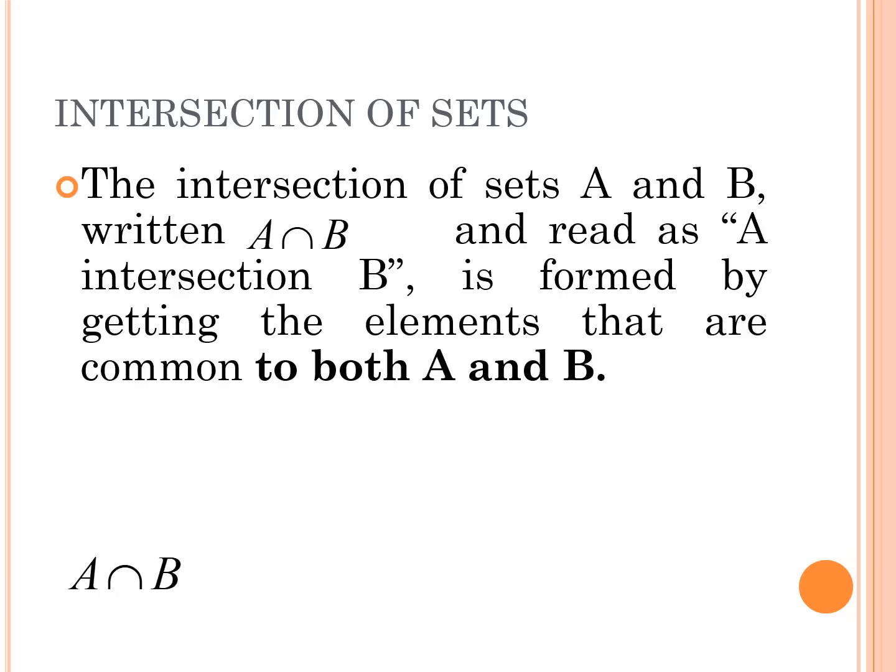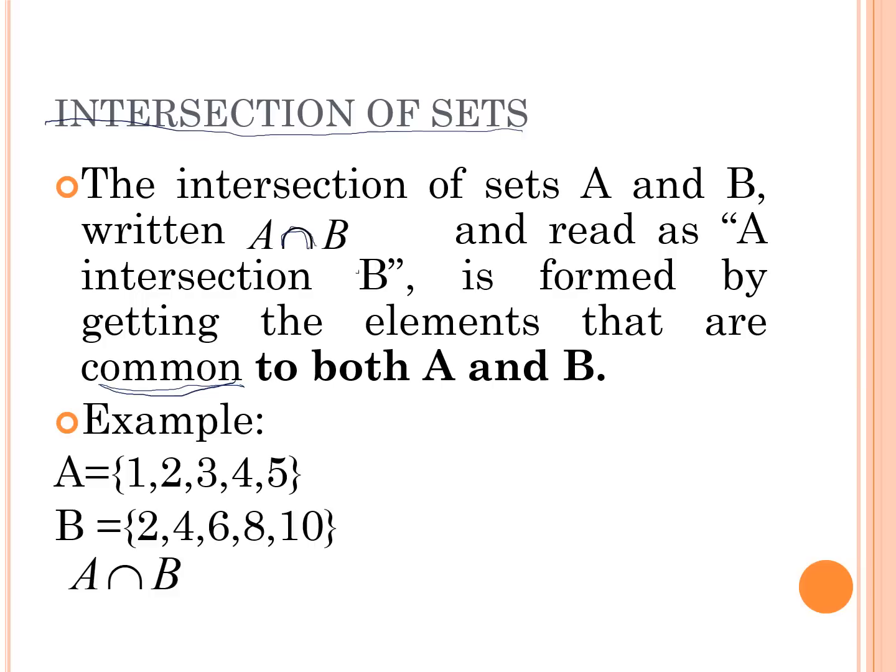Next, we have here the definition for intersection of sets. The intersection of sets A and B, written as this. So this is the symbol for intersection. A intersection B is formed by getting the elements that are common to both A and B. So they should both have that element.